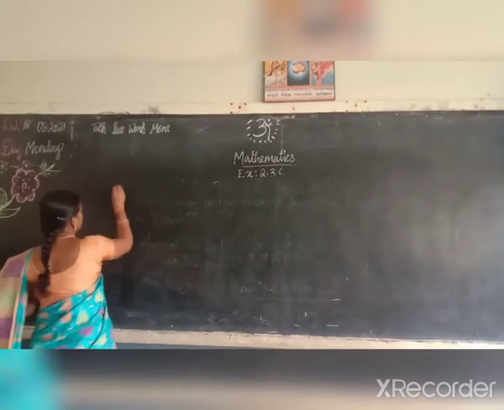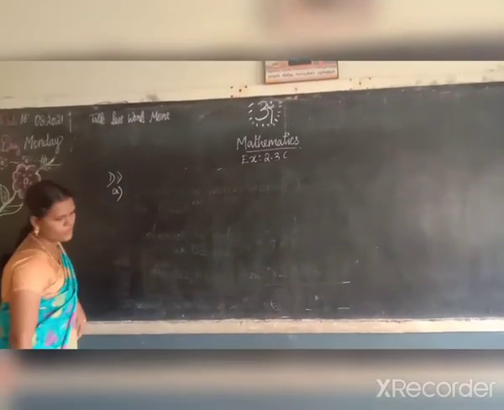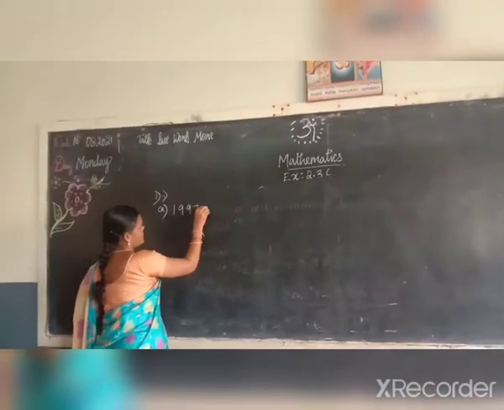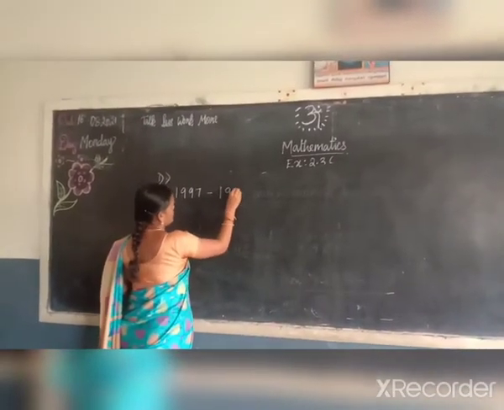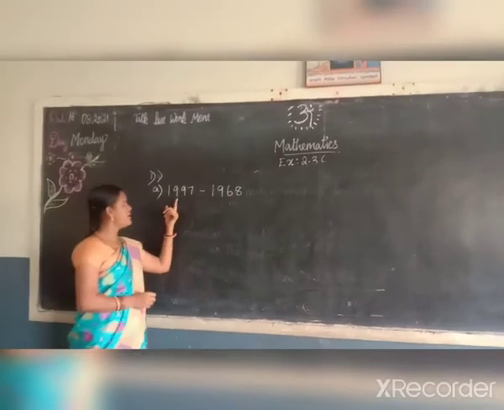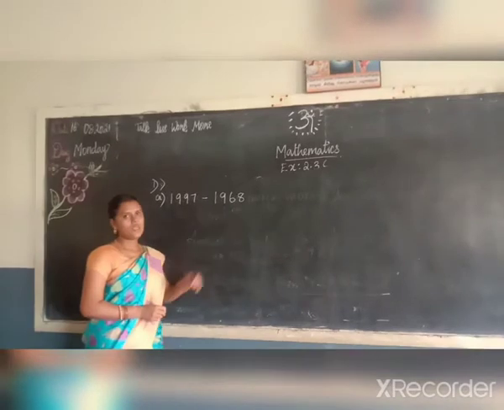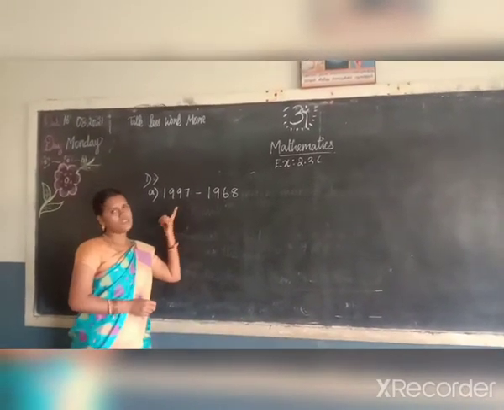So D. So what they have given? 1,997 minus 1,968. Okay, 1,997 minus 1,968. So how to make word problem for these numbers?